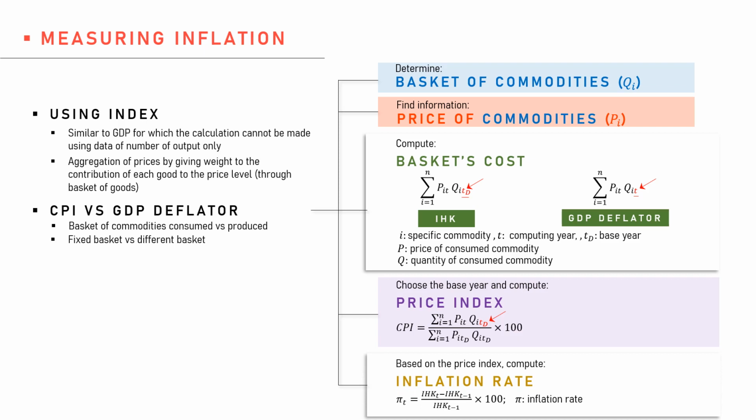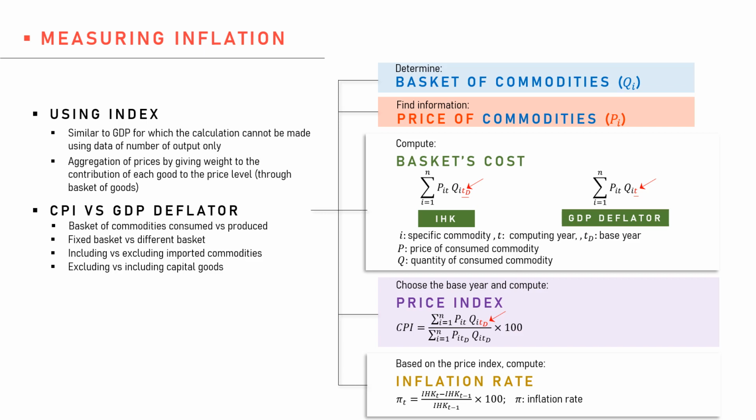Apart from the different use of baskets and accordingly the different weight of each commodity, CPI and GDP deflator also differ in their treatments on imported goods and capital goods. Imported goods are consumed domestically, hence they are calculated in the CPI. However, since imports are excluded from the GDP calculation, imported goods are also excluded in the GDP deflator basket.